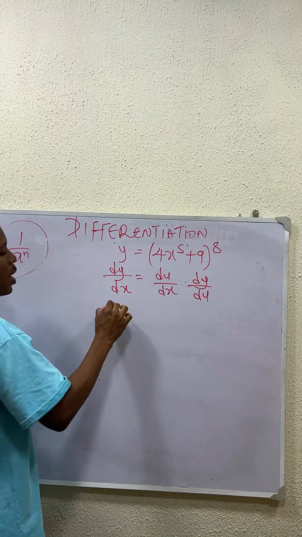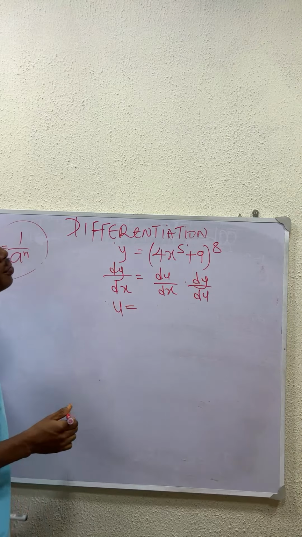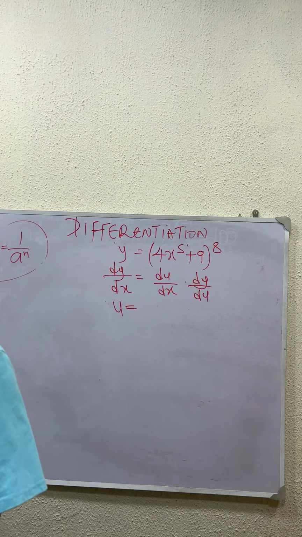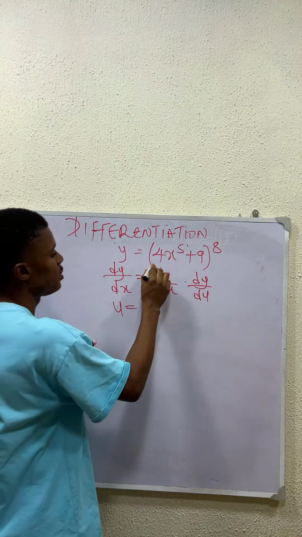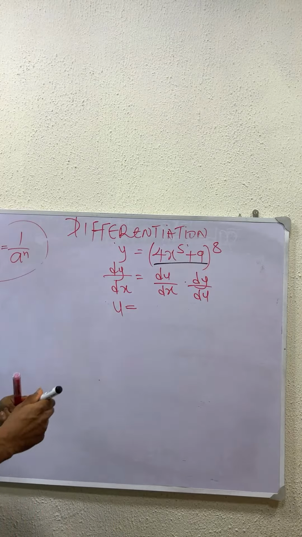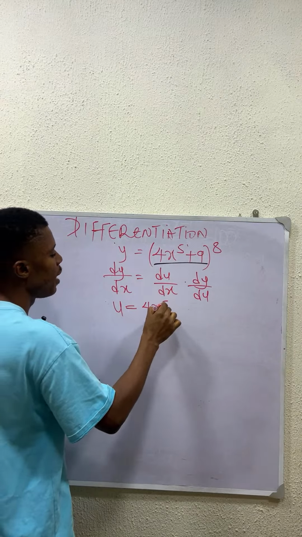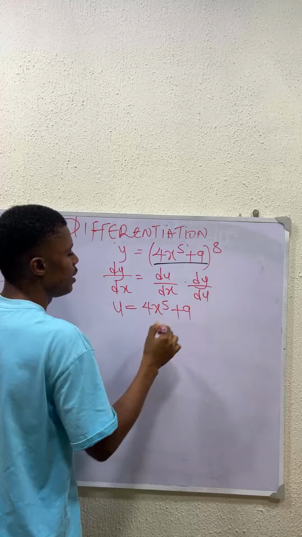So what is our u? If you are following, what will be our u in the question? Our u will be everything inside the what? Bracket. So we now have our u to be 4x power 5 plus 9.